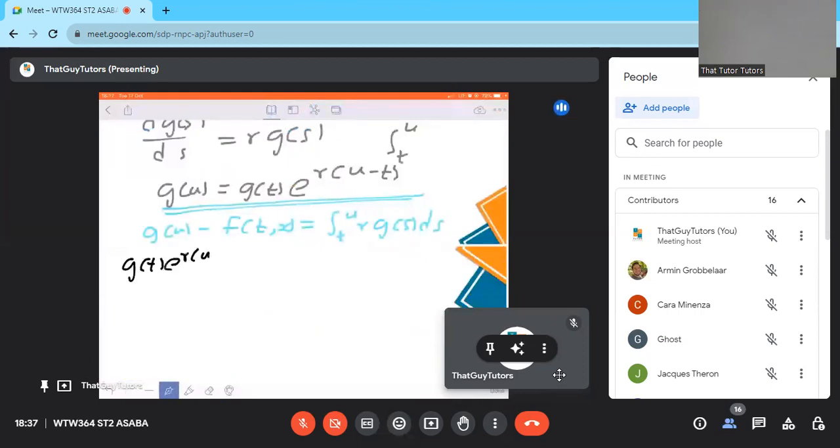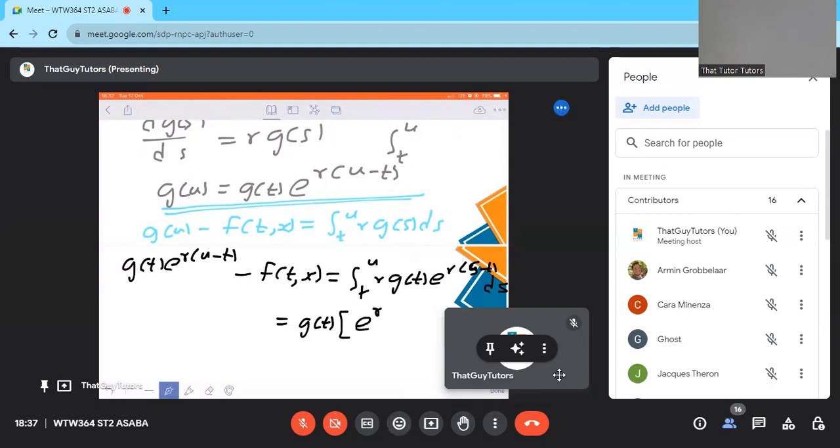And then you would have the integral from t to u of r g of t e^{r(s−t)} ds. I mean s, actually. So s minus t. And then when you integrate that, you would have your g of t, and then you would have the integral, and then you would have your e^{r(s−t)} going from t to u.